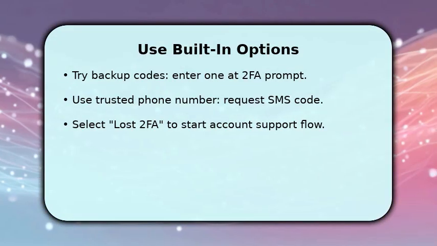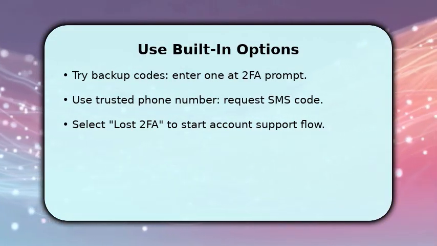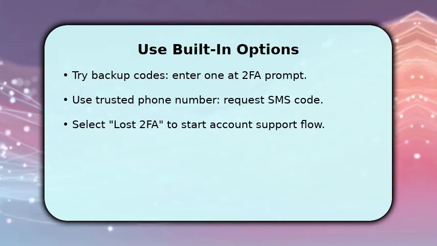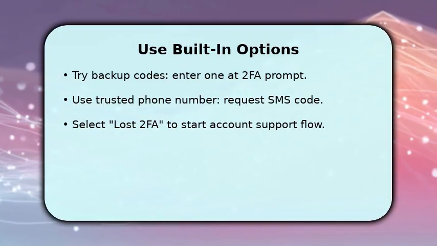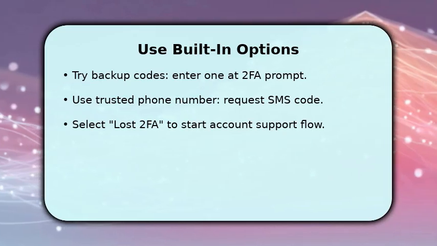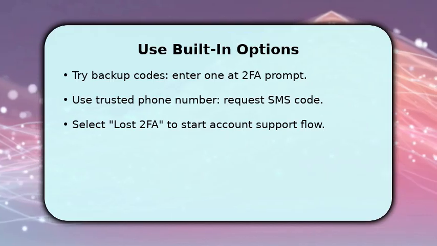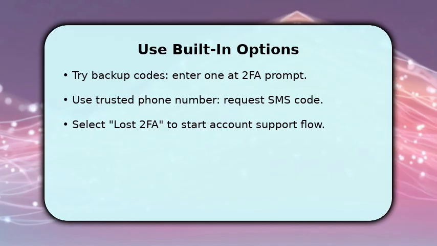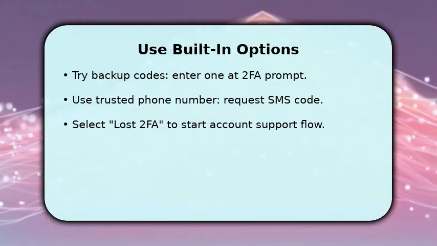Next, try built-in recovery paths. You should first enter a backup code at the two-factor prompt. One valid code immediately restores access. If you set a phone number, request an SMS or call code and enter it. This bypasses the authenticator. If neither works, tap the Lost 2FA or Can't Access My Authenticator option to open the account recovery form. Explain clearly that you lost your device, attach proof if requested, and submit. This triggers the support review process.